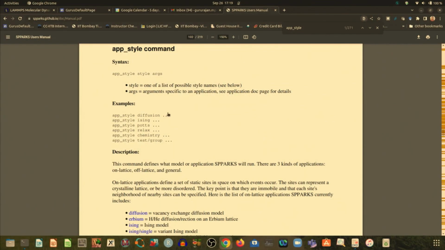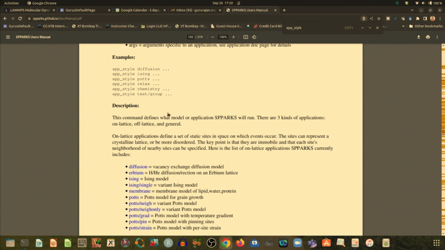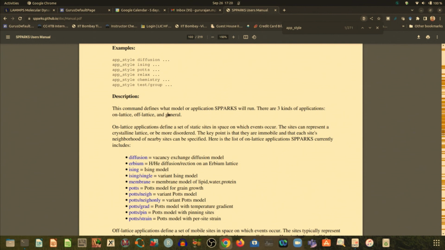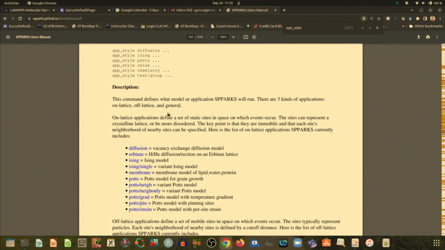So as of now there is diffusion, Ising, Potts, and relax is for off-lattice, and chemistry is for reactions. Here there is also erbium membrane and Potts with pinning sites. A strain is also there, so probably you can do recrystallization. Per-site strain you can introduce.